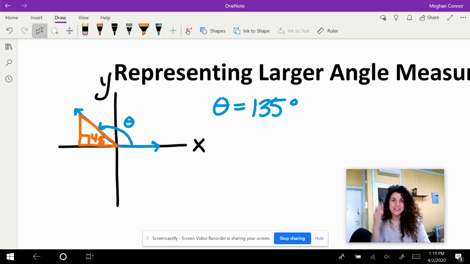I don't know, and this is the hard part about online learning, is I can't take a quick poll of you guys and know whether or not you've learned about the unit circle yet. We are not going to talk about the unit circle because we're not going to talk about radians, but if you have learned about the unit circle, this might seem a little bit familiar.